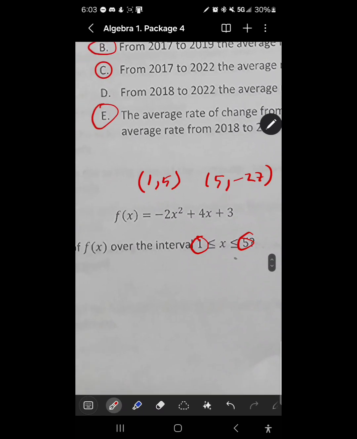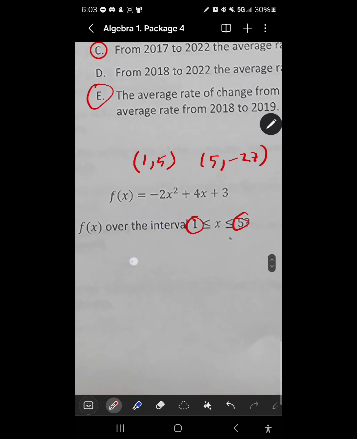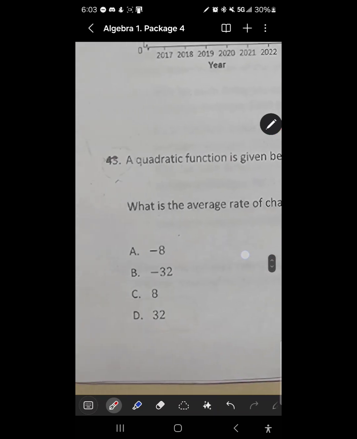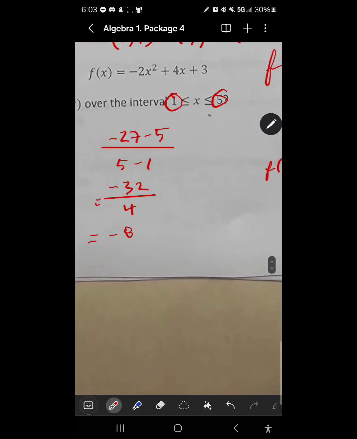And now that we have our 2 points, we can calculate the slope, which is going to give us the rate of change. Now we have -27 minus 5 over 5 minus 1. So they have the same sign, so we skip the sign and add them together. 27 plus 5 is 32, so negative 32. And then 5 minus 1 is 4. And now 32 divided by 4 is 8, so it will be -8. And here we have the answer. Negative because we keep the sign of 32.